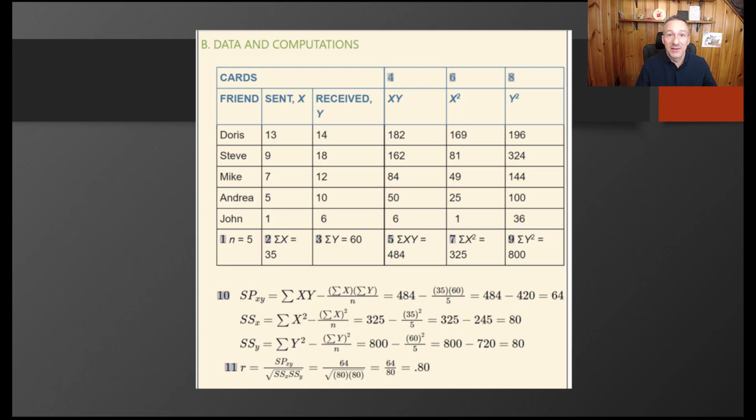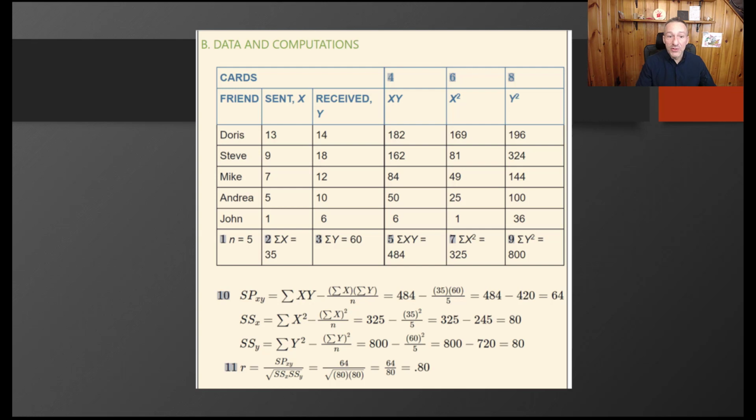Step 6, you're going to square all of your x data points. So 13 times 13 is 169. You would also do that for y. So 14 times 14 is 196. You're also going to sum all of those up. So the sum of all of the x squared is 325. The sum of all the y squared is 800.